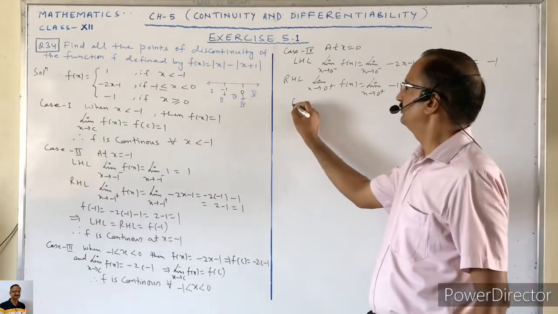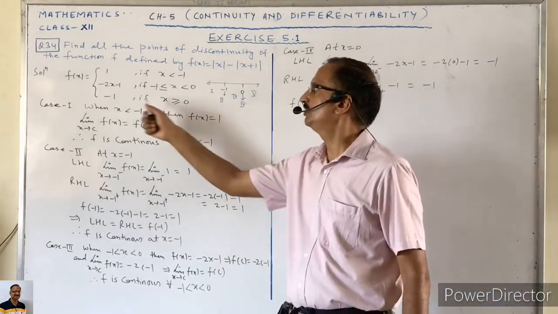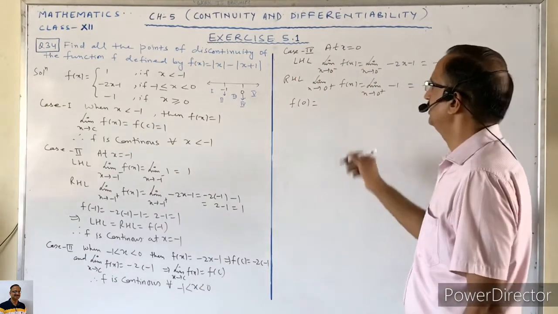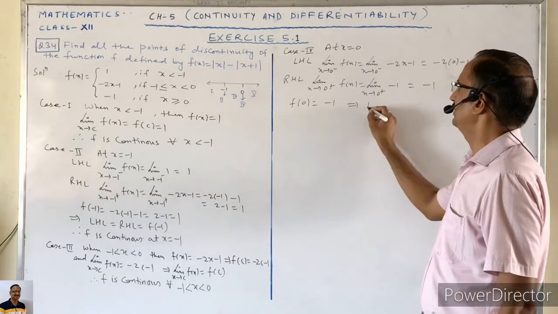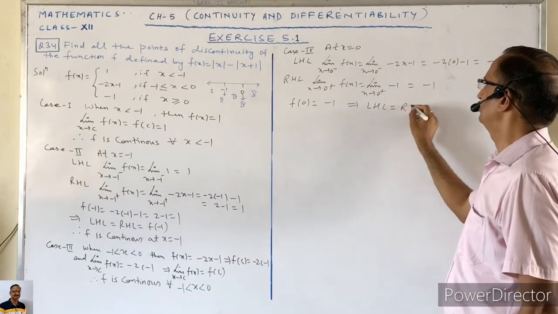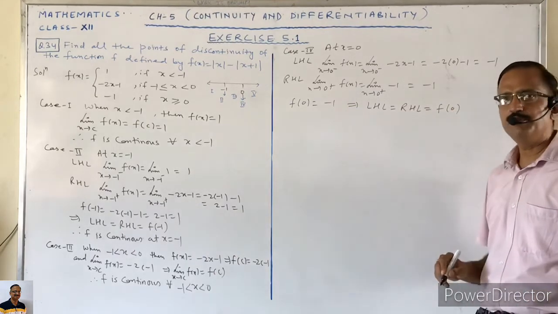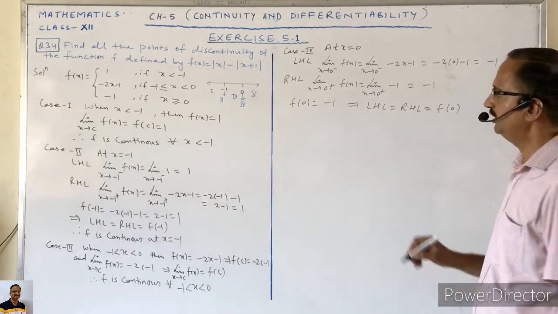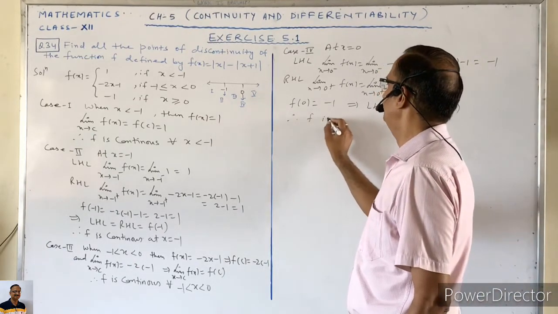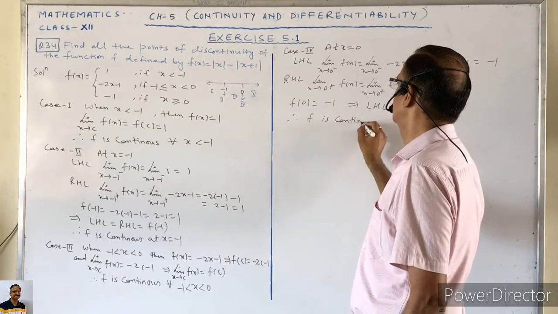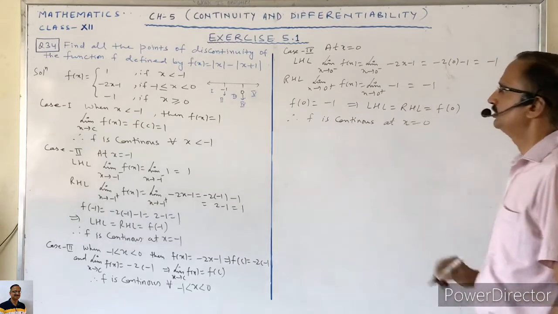And the value of the function at 0, means when x is equal to 0, this is the function. So directly the answer is minus 1. So this implies that left hand limit equals right hand limit equals the value of the function at the point. All are equal. Therefore, we can say that f is continuous at x equals 0.